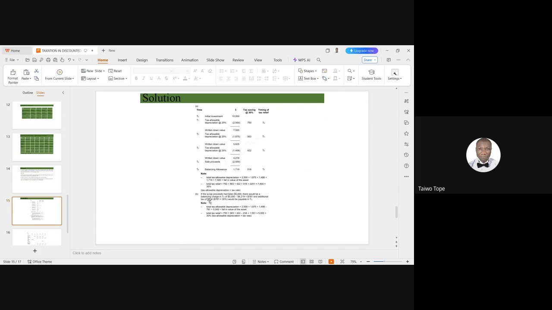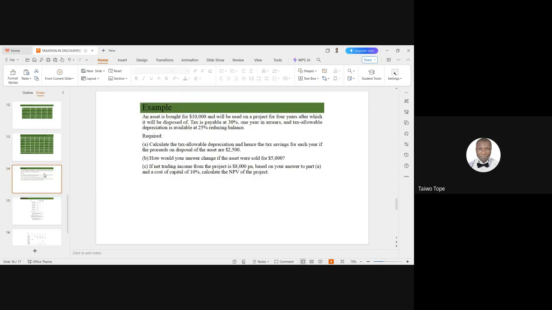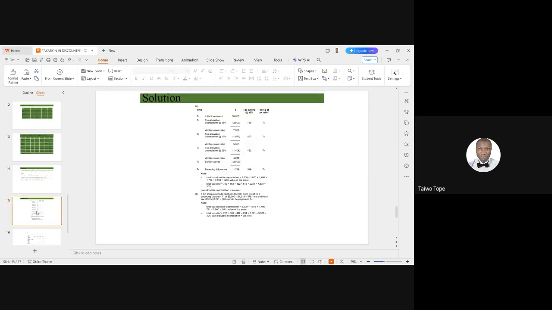Now that is for B. For B, if the scrap proceeds had been 5,000, there will be a balancing charge of 781. That is, if the scrap proceed is not 2,500 but 5,000, there will be a balancing charge of 781. It means an additional tax of 234 will be payable in year 5, which will now be moved.